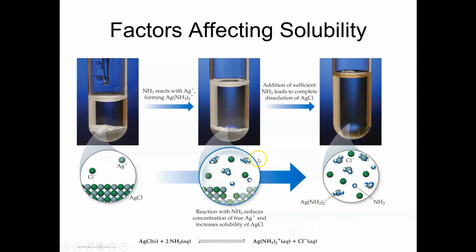And therefore, essentially, silver chloride is quite soluble in an aqueous solution of ammonia because all of the silver gets converted into the silver ammonia complex. And so the silver chloride just keeps dissolving because it keeps shifting toward the right.